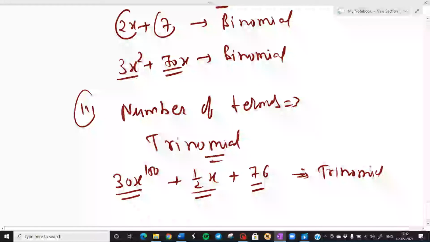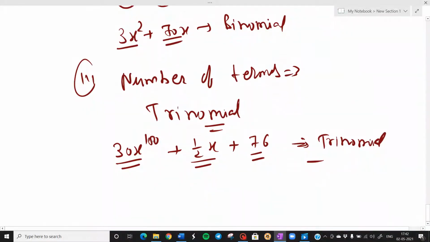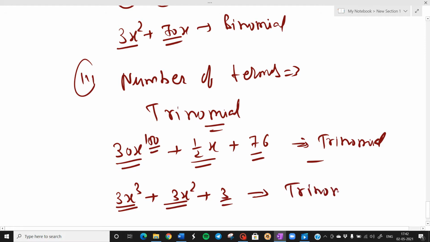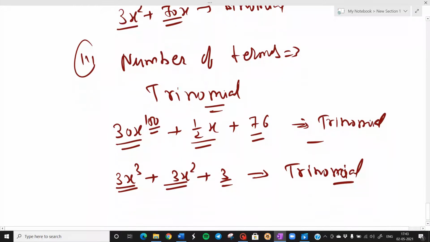So many examples we can take here. Yes, one more example for you, it doesn't matter what the degree is. I'm writing 3x cube plus 3x square plus 3. Yes, there are three terms. One is 3x cube, other is plus 3x square, and other is 3. So there are three terms. So we can say this is also trinomial, right?